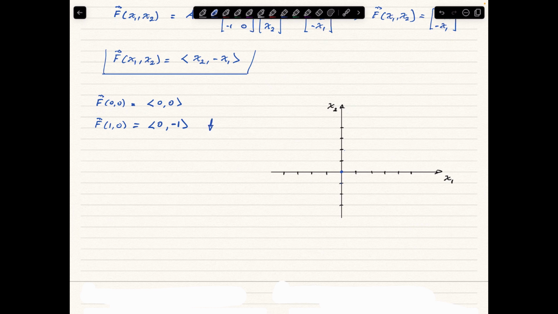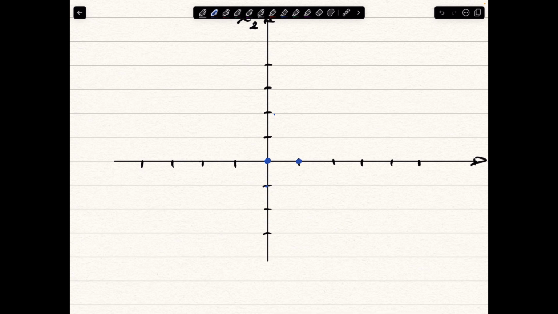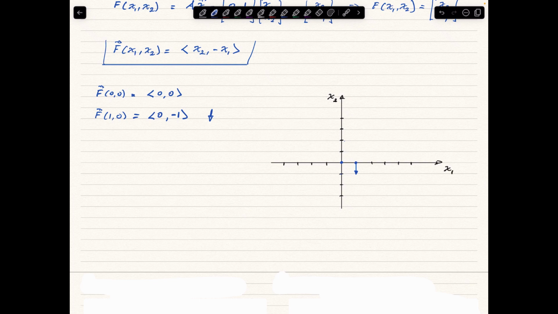But here, we are talking about 0 horizontal component, 1 vertical component. So that is that vector at the point 1, 0. Okay, so let's continue. Let's give another point.